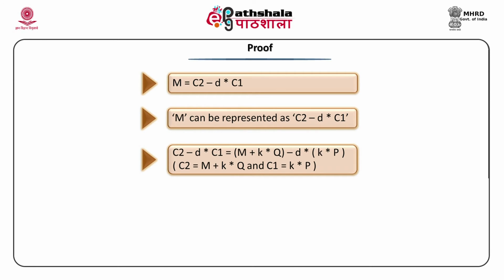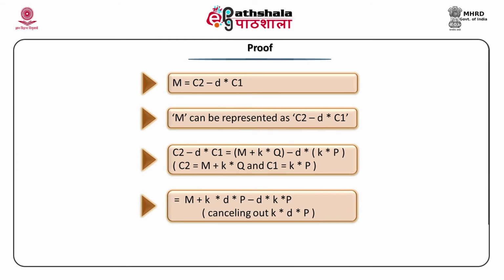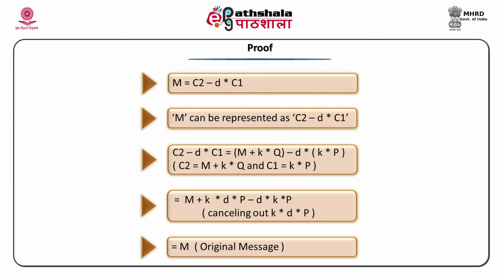You already have an equation of C2, that is nothing but M plus K into Q, minus D. And what is the equation for C1? It is K into P. If you expand, it would give you M plus K into D into P minus D into K into P. So if you closely check the equation, K into D into P cancels out. What you get is M, and that is the original message. So our equation C2 minus D into C1, which gives M, is correct.